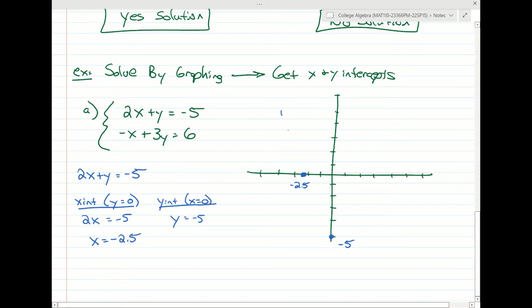Connect the dots. And that's what that line looks like. Let's go ahead and graph that second line. I'm just going to put a blue dot next to this so you know the color, how that coordinates with the lines.